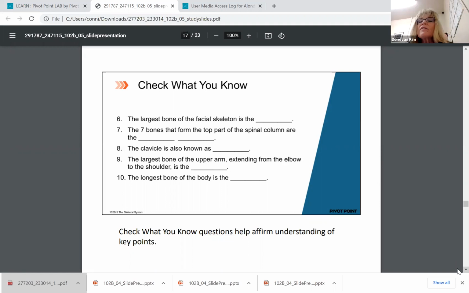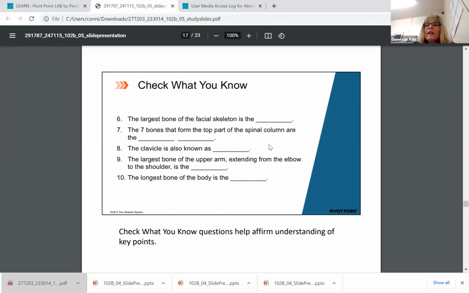Julian, answer your question. That's 2. Did you say Julian or Nicky? All right, Julian, this one's yours then. The 7 bones that are the top part of the spinal column are called what? Don't answer this one, Nick. The cervical. Cervical vertebrae, yes.